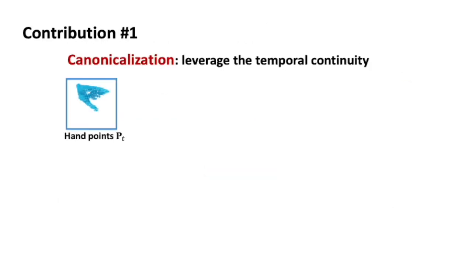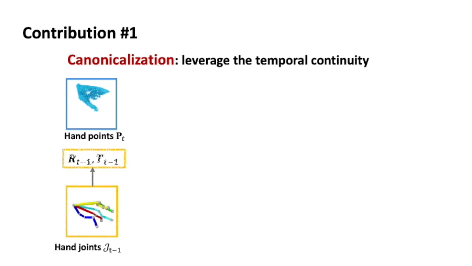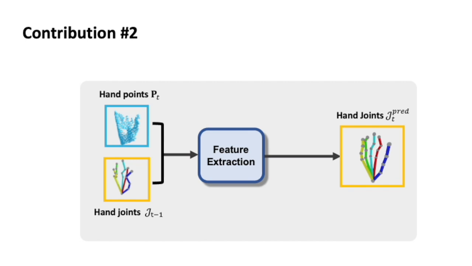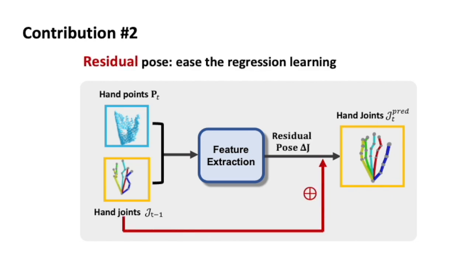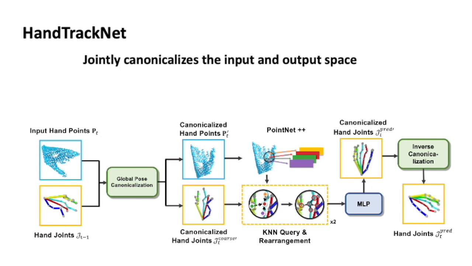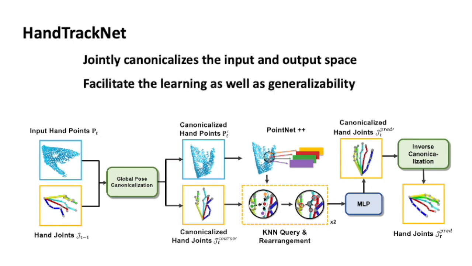In this work, we propose to leverage the temporal continuity to canonicalize the input point clouds. Given the hand joint positions from the last frame, we fit its global pose and use this to canonicalize the input point clouds. To further leverage the temporal continuity, we propose to only regress the interframe residual motions of the hand joints, which significantly eases the regression learning. Altogether, our proposed HandTrackNet jointly canonicalizes the input and output spaces, thus greatly facilitating the network learning and improving the generalizability.